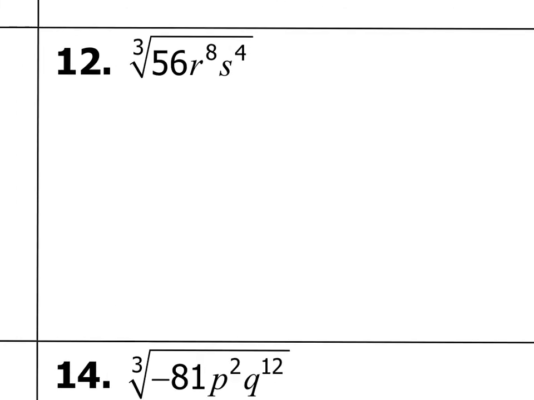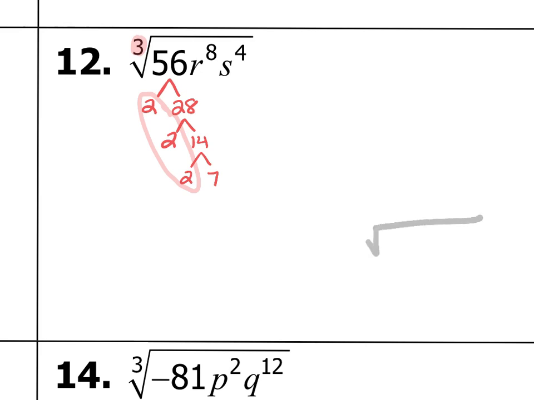Now looking at number 12, my prime factorization. I'm going to divide by 2, and that's 28. Divide by 2 again, and that's 14. Divide by 2 again, and that's 7. Now I need everything in groups of 3 because my index is 3. So I'll pull 1, 2 to the outside, and a 7 will stay on the inside.